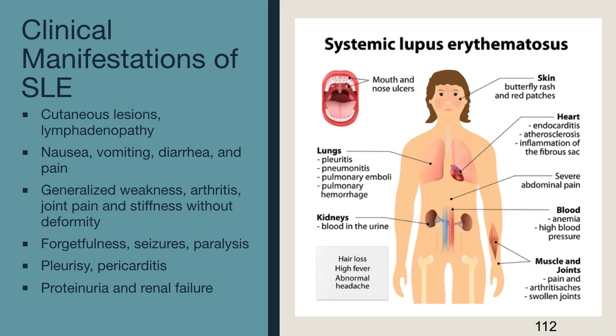It becomes a life-threatening disease when we start looking at the development of endocarditis, or inflammation of the fibrous sac. Anemia and high blood pressure are associated with it, and pleuritis, pneumonitis, pulmonary emboli, and pulmonary hemorrhage are problems that can result in women especially getting it, although men can get it, dying at a very young age, in their 20s.